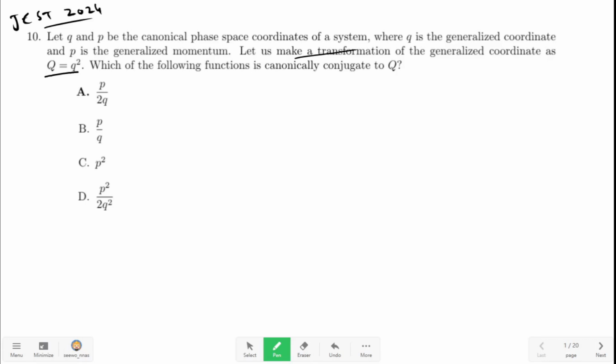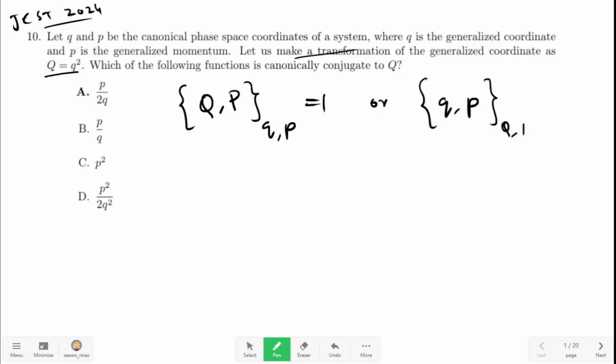So this is a question from canonical transformation. The condition for canonical transformation is the Poisson bracket of new variables with respect to old variables should be equal to 1, or you can say Poisson bracket of old variables with respect to new variables should be equal to 1. This is the condition of canonical transformation.